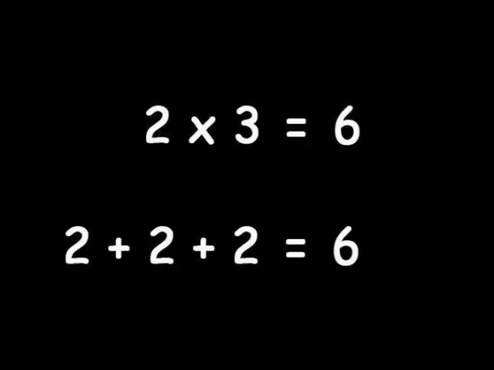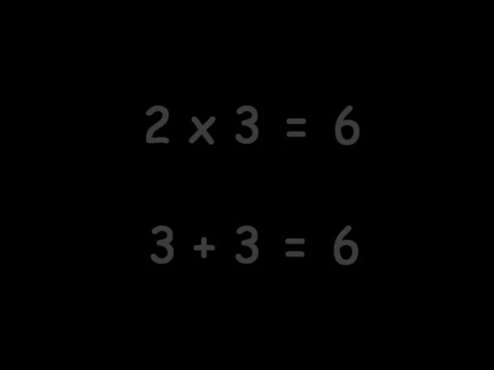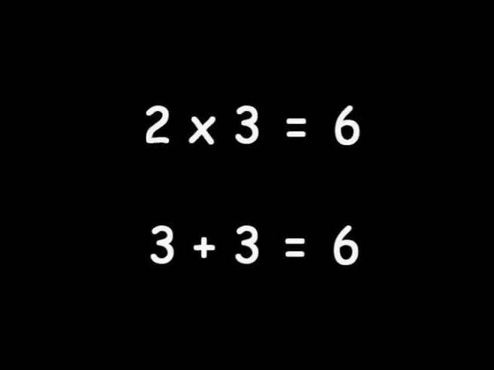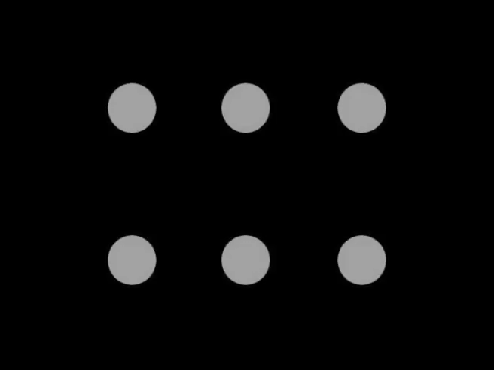The answer, 6, is the same if you swap the numbers around and have 3 written down twice and added together. 3 plus 3 equals 6. A diagram will make this clear. Here are 6 circles. You can think of this diagram as 3 columns with 2 circles in each. But you can also think of the diagram as 2 rows, each with 3 circles.